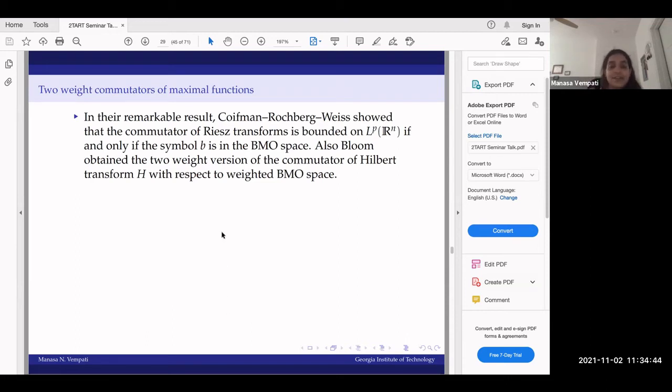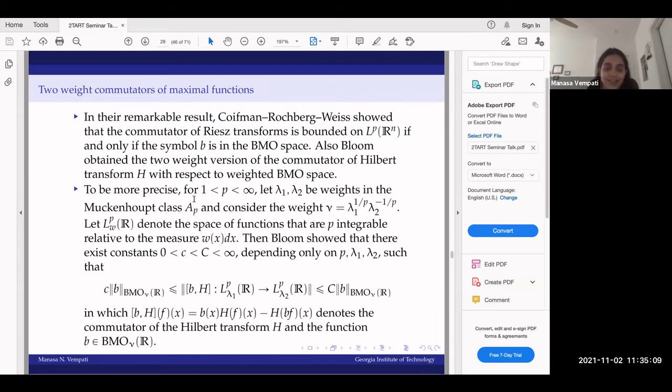There has been a remarkable result proved by Coifman, Rochberg, and Weiss that says the commutator of the Riesz transform is bounded on L^p of R^n if and only if the symbol b, the function with which we take the commutator with the Riesz transform, is in the BMO space. This result was extended by Bloom for the commutator of the Hilbert transform, and the result he showed is the second point here.